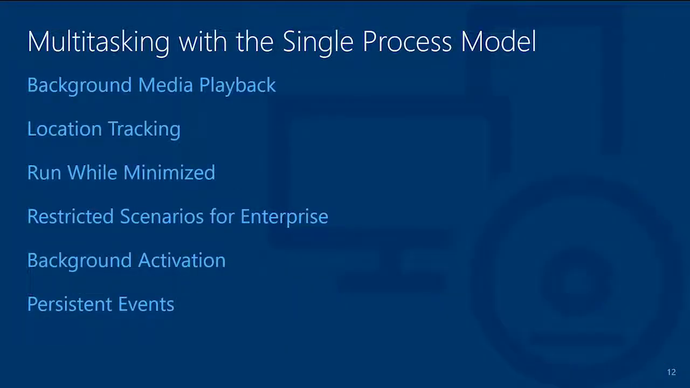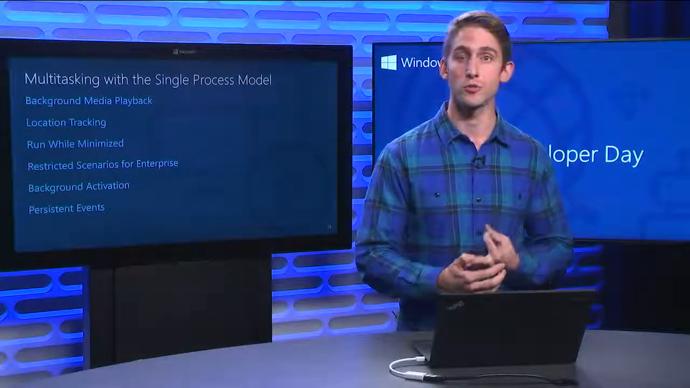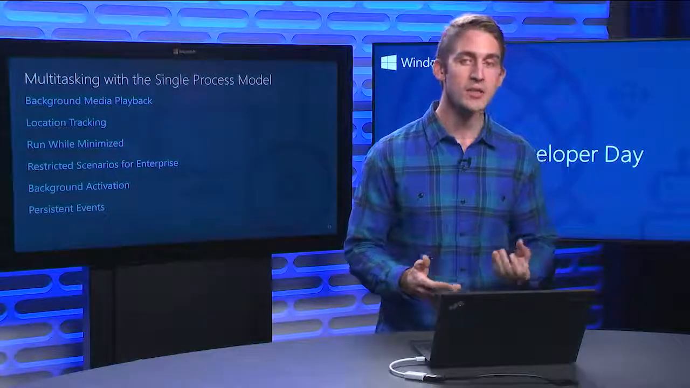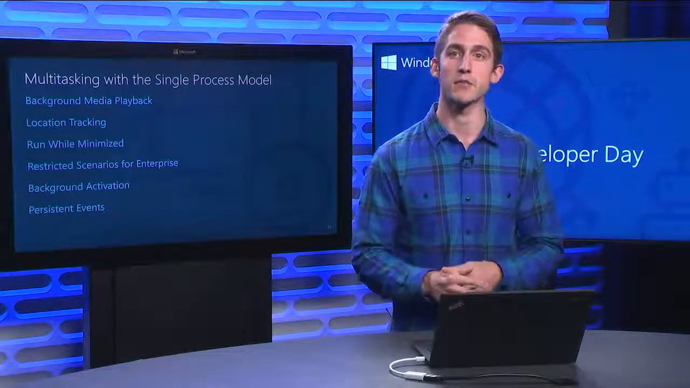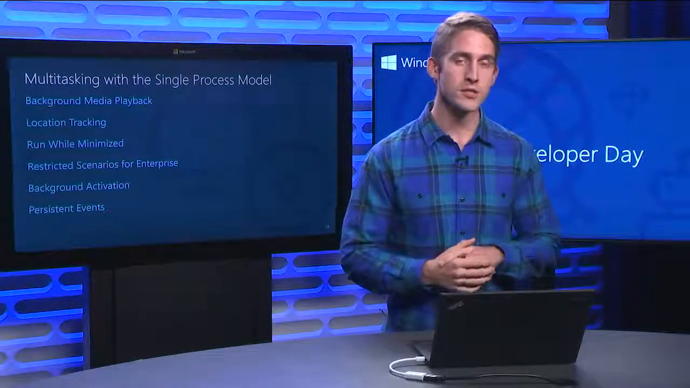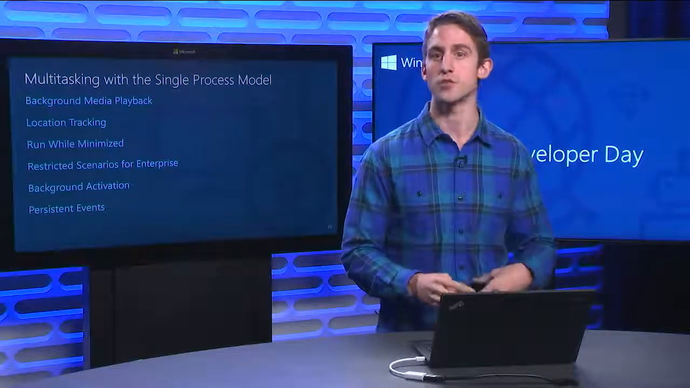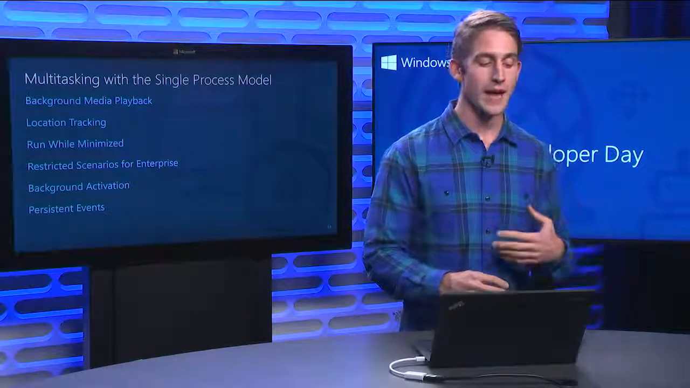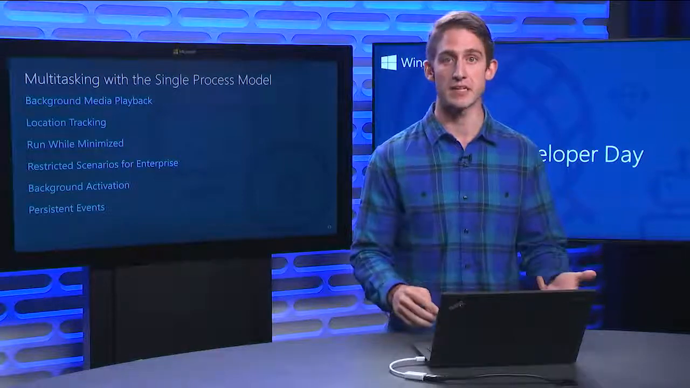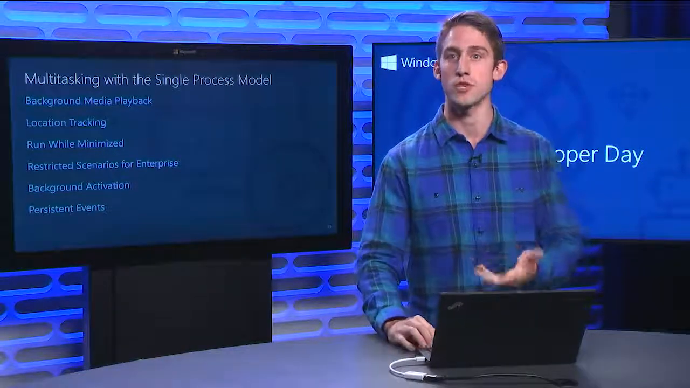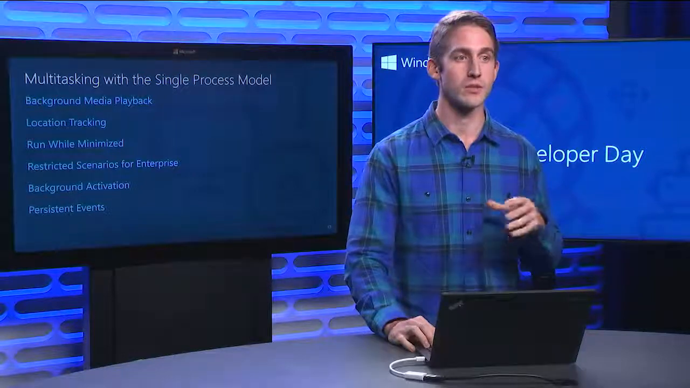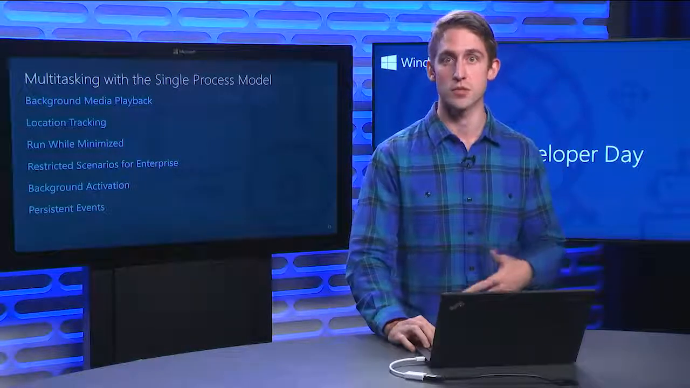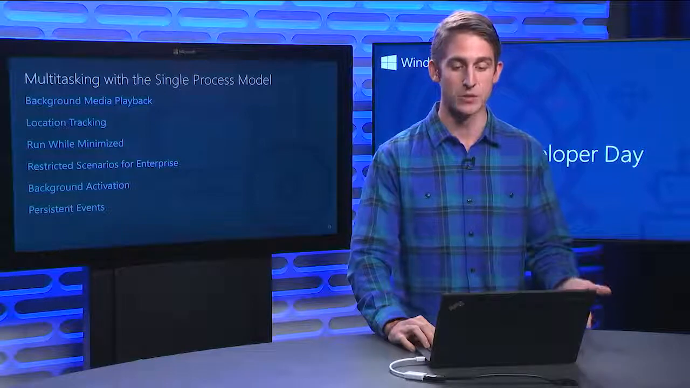So with multitasking in the single process model, we've gone over how you can do background media playback, how you can do location tracking, how you can just run your app while minimized in order to do any kind of generic processing, as well as the set of restricted capabilities that enable scenarios for enterprises. We also talked a little bit about background activation and using the background task registration group, and how you can use that to create persistent events that make it a lot easier for anybody else who's taking a look at your code to actually just easily subscribe and unsubscribe to triggers without having to use the background task builder.